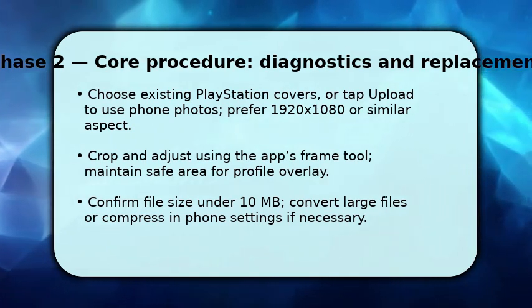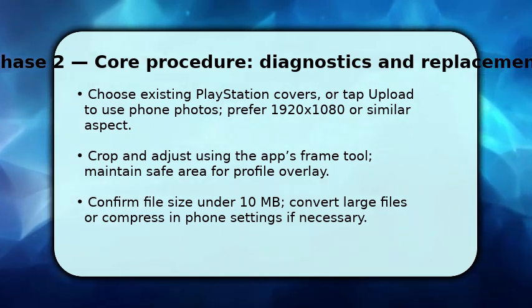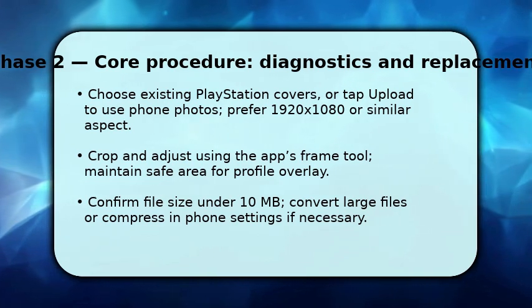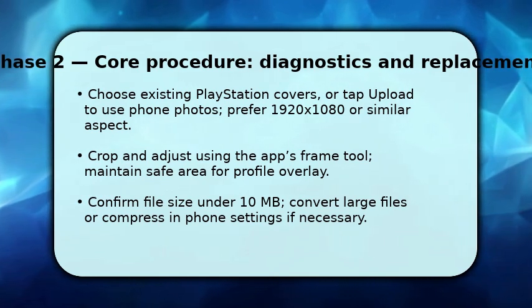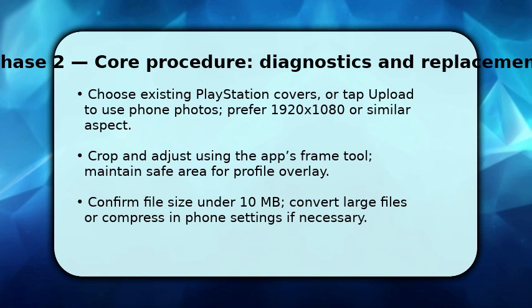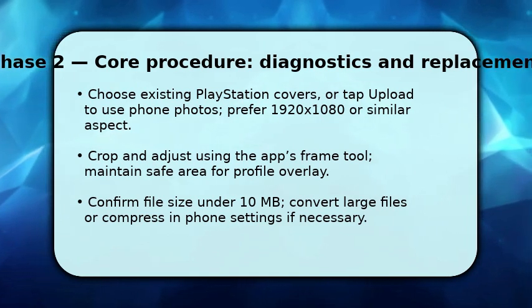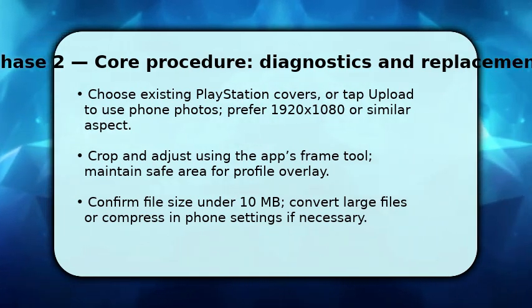Crop and position the focal point with the app's frame tool because PlayStation overlays icons at fixed spots. This avoids obscured artwork. If the app rejects the file, make sure it's under 10 MB and in JPEG or PNG. Compress or re-export if needed.